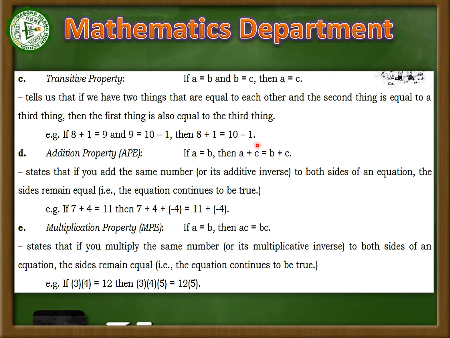Okay, let's elaborate. Take a look, 8 plus 1 is the first expression. 9 is the second expression. Then it becomes 9 equals 10 minus 1. The second expression is also equal to the third expression. So we can conclude that the first expression, 8 plus 1, is also equal to the third expression, 10 minus 1. Okay? So that's the transitive property.